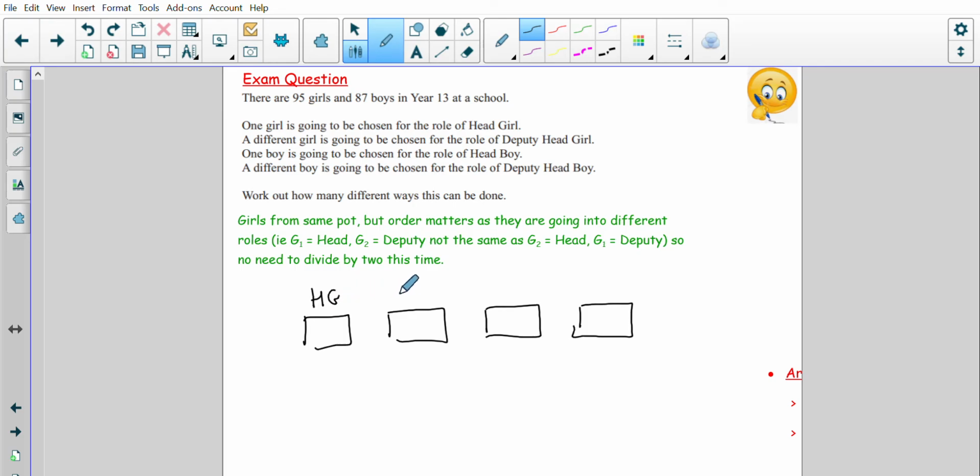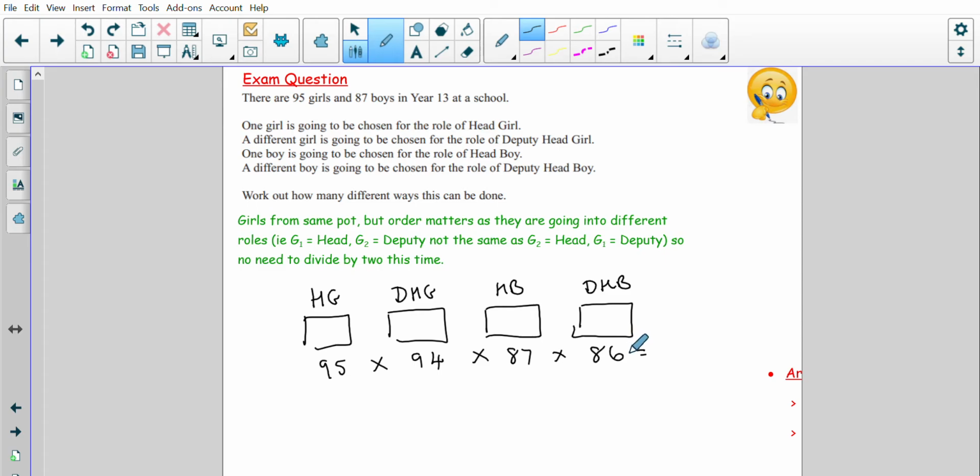So I've got head girl and then deputy head girl, and then I'm going to choose head boy and deputy head boy. So for head girl I've got 95 girls to choose from. For deputy that leaves me with 94 to choose from. For head boy I've got 87 boys to choose from, leaving me 86 boys to choose from for my deputy head boy. Now if we multiply those together we're going to get an awful lot of possible combinations.